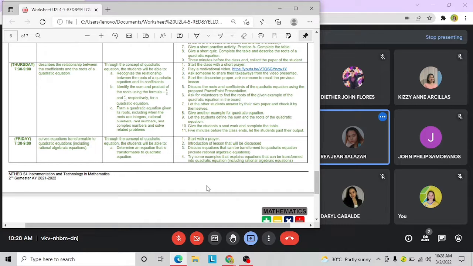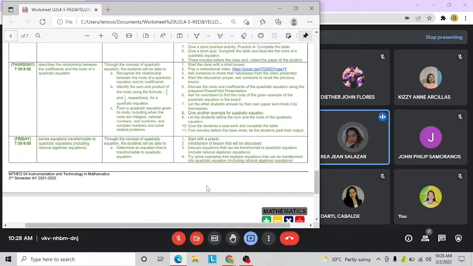For the procedure, first, start the class with a short prayer. Second, play a motivational video. Third, ask someone to share their takeaways from the video presented. Fourth, start the discussion proper. Ask someone to recall the previous lesson. Fifth, discuss the roots and coefficients of the quadratic equation using the prepared PowerPoint presentation.